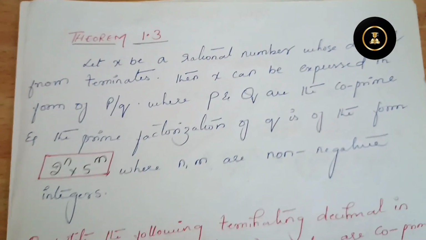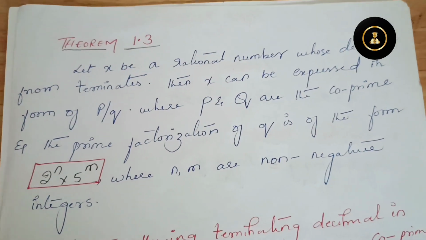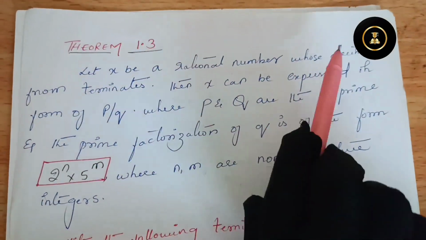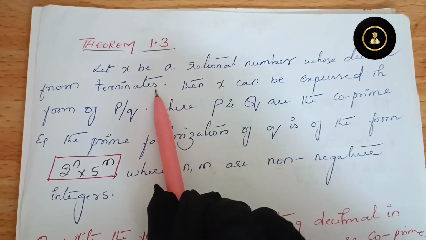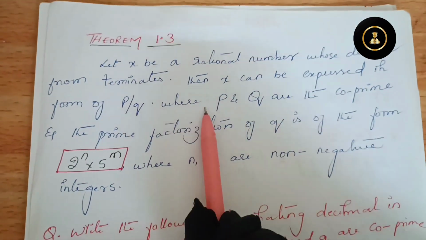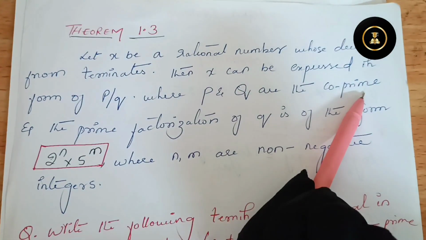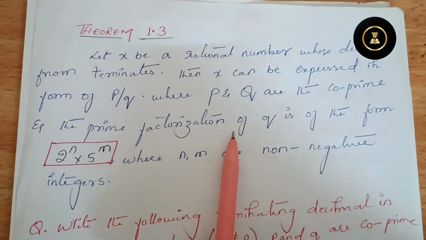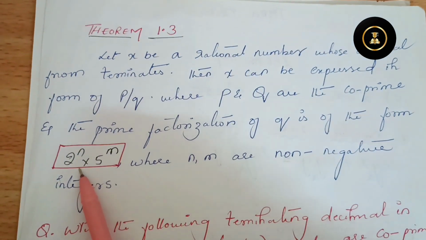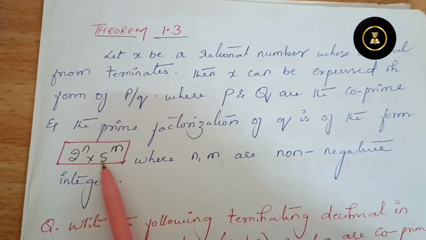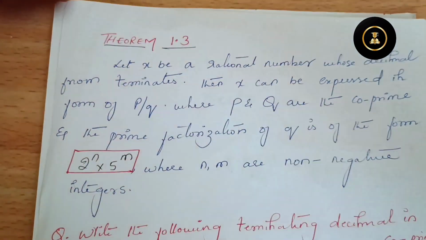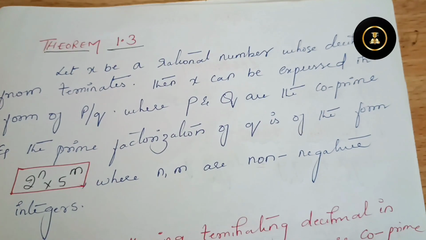Just see what they are showing in this theorem. Let x be a rational number whose decimal form terminates. Then x can be expressed in the form of p by q, where p and q are co-primes and the prime factorization of q is of the form 2 power n and 5 power m, where n and m are non-negative integers.